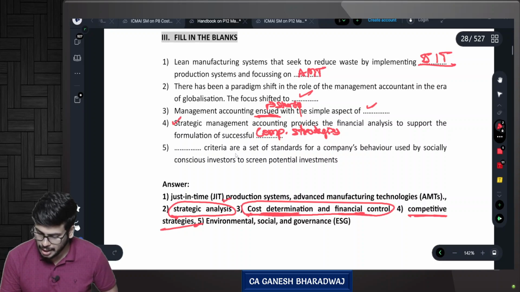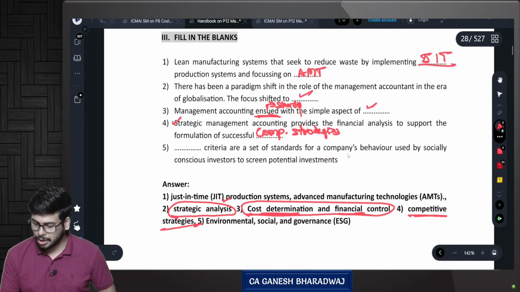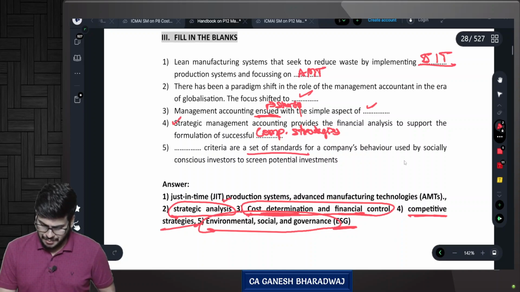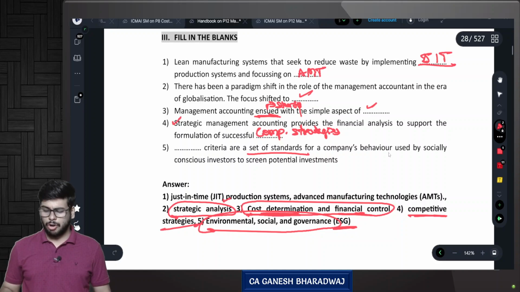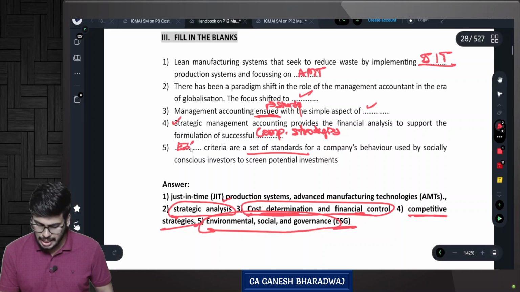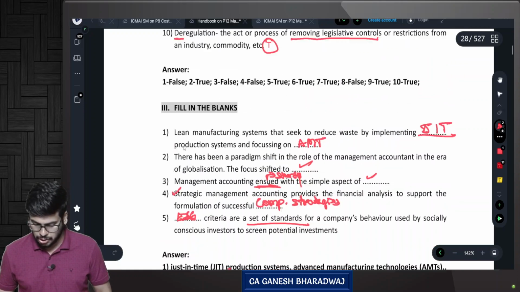Next, ESG criteria. ESG criteria are a set of standards for a company's behavior used by socially conscious investors to screen potential investments. It's called ESG, that is, environmental, social, governance. Environmental, social, governance criteria are a set of standards for a company's behavior used by socially conscious investors to screen potential investments. I will show you where we saw this.